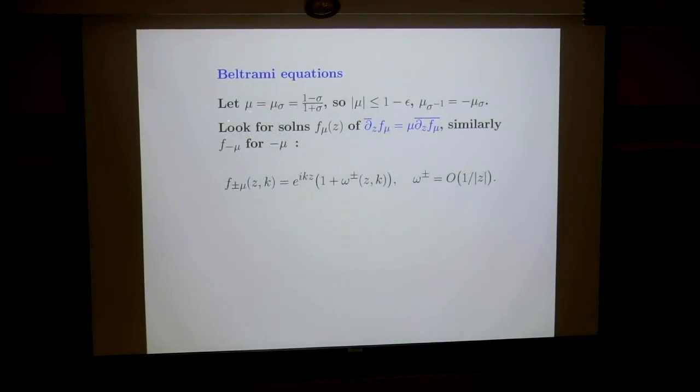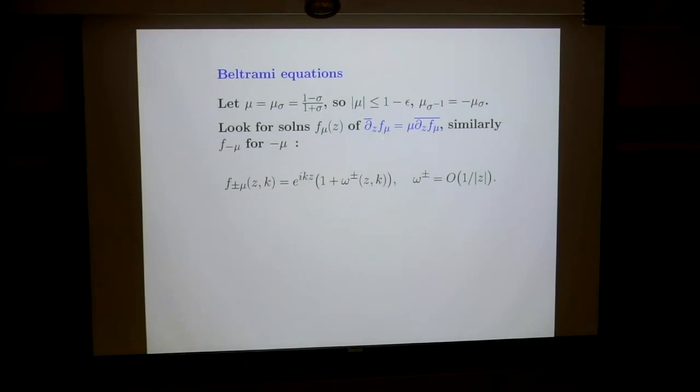So what you do is you let mu be this function here, 1 minus sigma over 1 plus sigma, and by our assumptions on sigma, this function mu is a real valued function, positive and negative, but it's bounded in absolute value by 1 minus epsilon, for some positive epsilon, and the mu associated to sigma inverse is just the negative of the mu associated to sigma. And so instead of looking for u1 and u2 simultaneously, you can look for solutions f mu and f minus mu of this Beltrami equation.